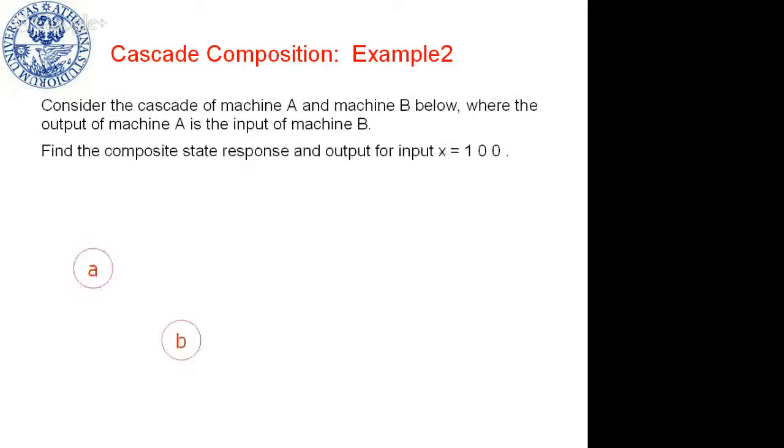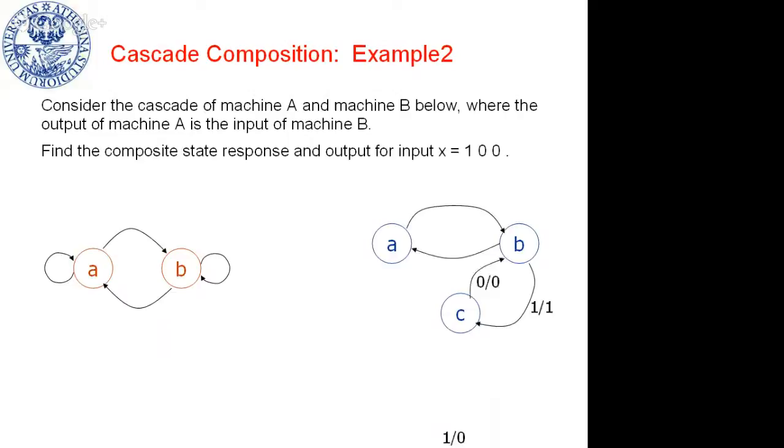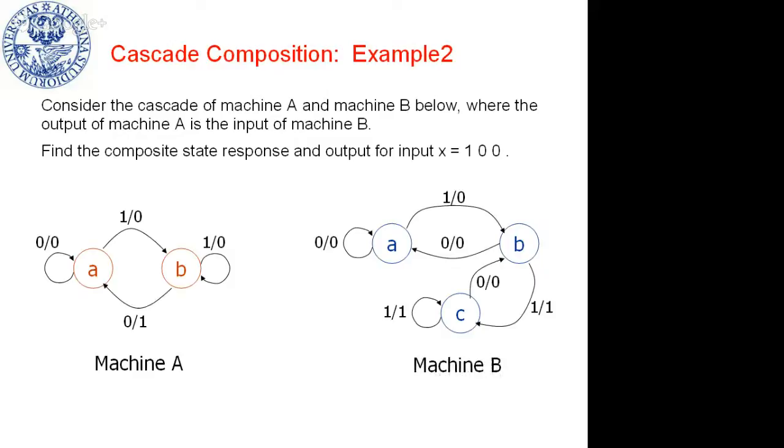Okay, so let's do this example next, which is slightly more complex. Let's compute the composition of these two machines A and B. Why don't you try to do it on your own for 2 or 3 minutes? And then I'll do it on the whiteboard.